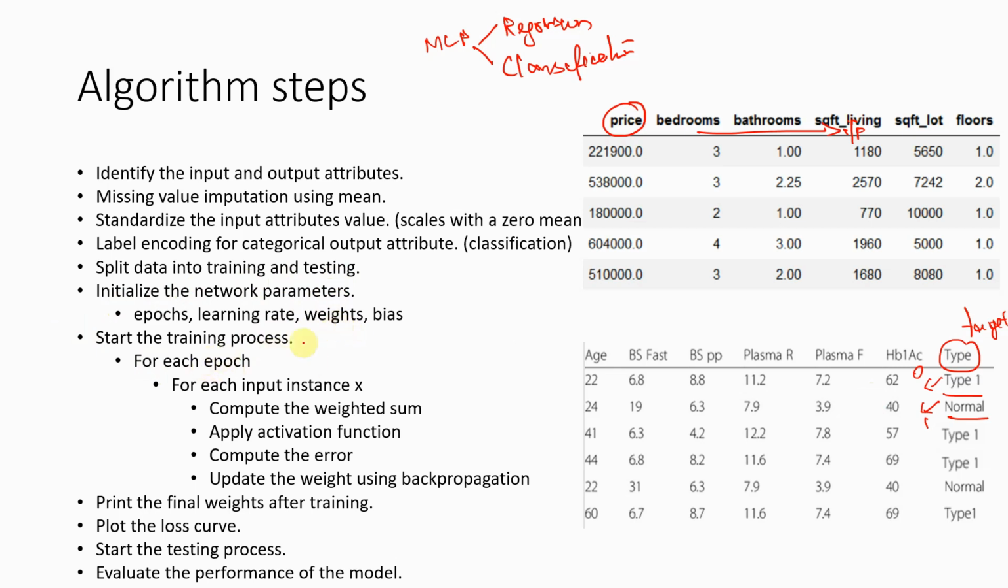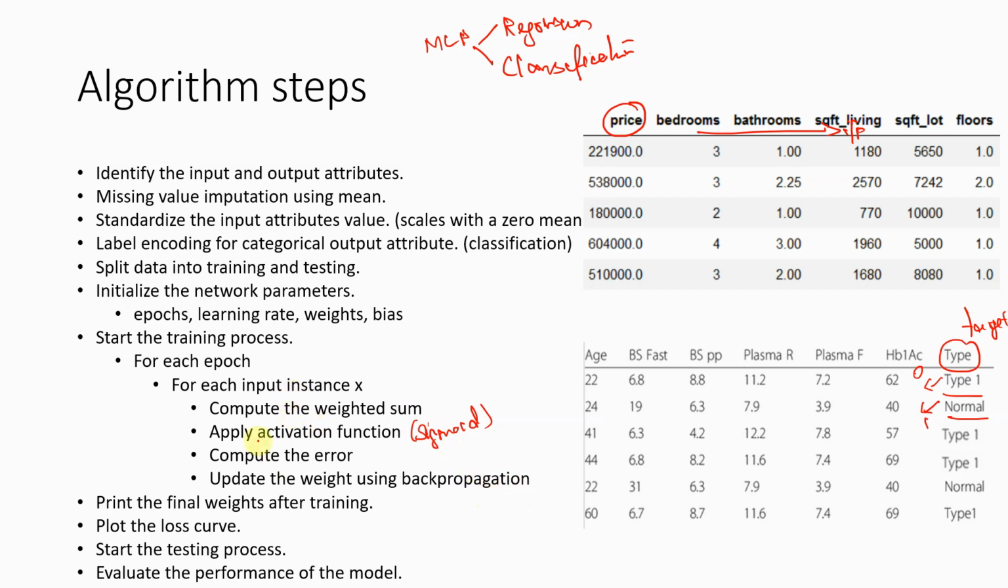Now start the training process. Take each instance in every epoch and compute the weighted sum. Apply the activation function. Basically in MLP, we are using the sigmoid activation function. And at the output layer, compute the error, and based on the error, we have to re-update the weights using the backpropagation learning rule, that is the gradient descent weight updation rule.